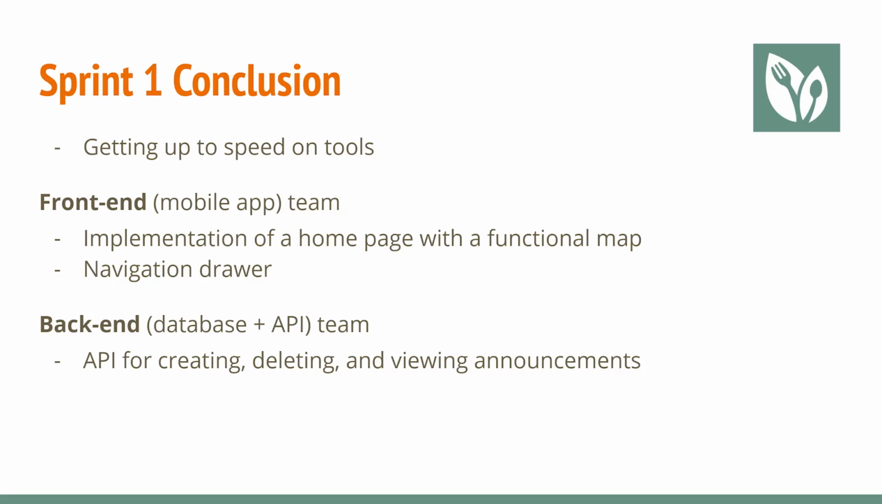Throughout the course of this sprint, we have accomplished a variety of goals. In addition to getting up to speed on various tools, each subteam has made significant progress towards a functioning application. Our front-end team created an implementation of a homepage with a functional map in addition to a working navigation drawer, while our back-end team developed an API for creating, deleting, and viewing announcements. This concludes our video demonstration for Sprint 1.